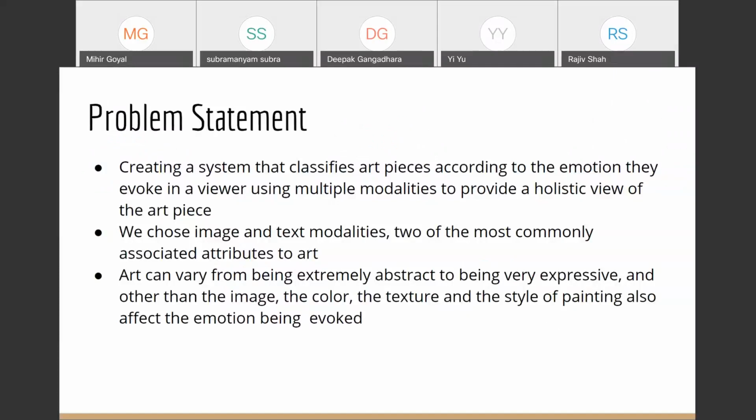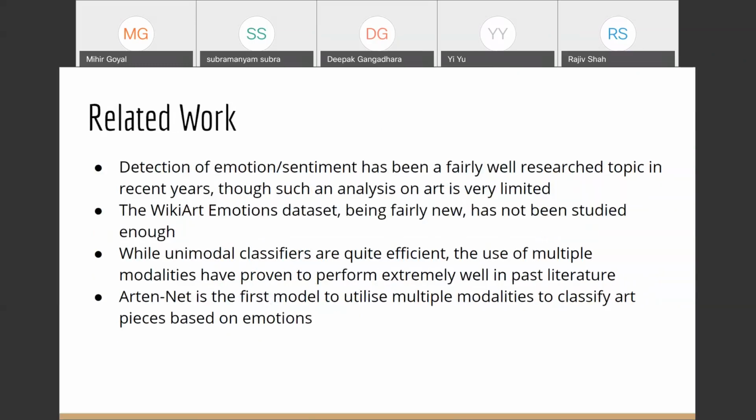Now, we believe that it doesn't just rely on what's depicted, but it's also reliant on the color, the texture, the style. Now, just to summarize the related works in the domain, detection of sentiment and emotions have already been around, but we have seen that such analysis on art has not been much elaborated. Now, the WikiArt emotions dataset that we use is actually fairly new. It was just released a couple of years back, I believe, and it also has not been studied enough.